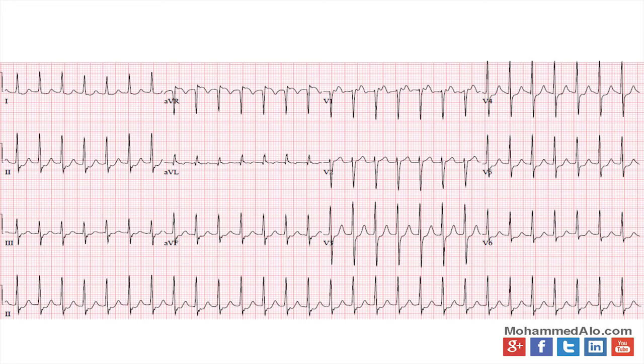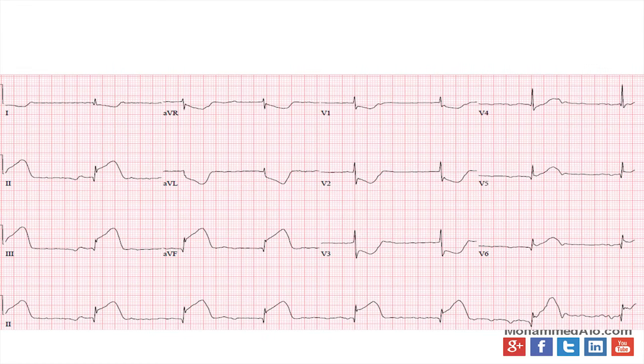Next one is a very slow rhythm, very bradycardic, ST elevations in 2 and 3 and AVF with AVL reciprocating. You got posterior MI, V1, V2, V3. This is your basic inferior posterior MI. V6 is elevated too, so you could say it's lateral as well. So inferior posterior lateral MI.